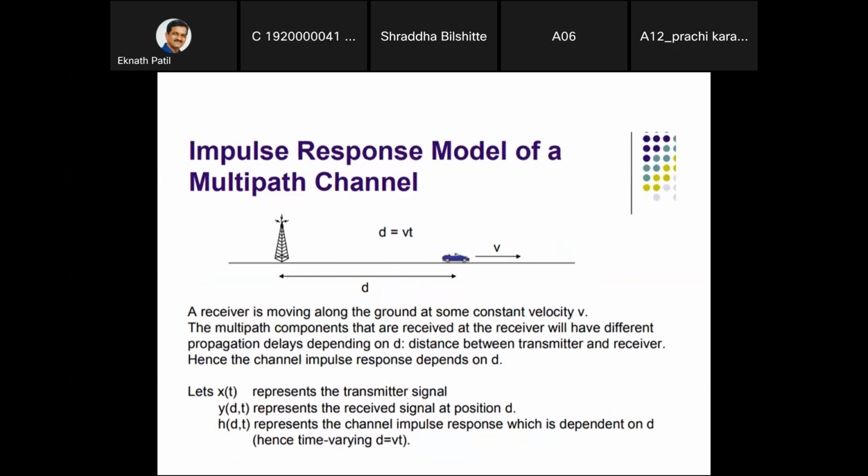They have shown here the figure of the impulse response model of a multipath channel. The receiver moves along the ground at some constant velocity V. The multipath components received at the receiver will have different propagation delays, depending on the distance between transmitter and receiver. Hence, the channel impulse response depends on the distance.